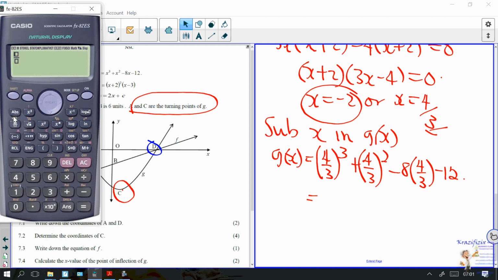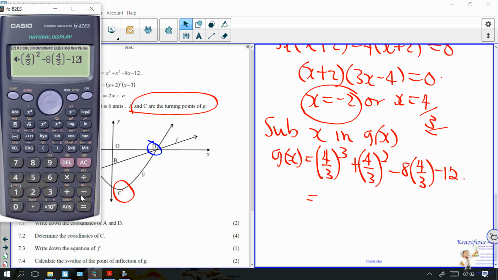So let's put that in our calculator quickly. We open a bracket there. What do I have in this bracket? It is 4 over 3. And what do I have as the exponent? The exponent is 3, plus another bracket. It is important to use your brackets. Squared, minus 8 times, again, 4. Remember, I'm just using my value there. Minus 12. What's my y value?